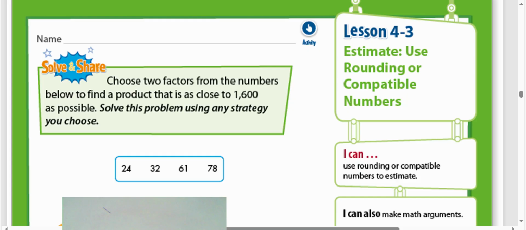Solve this problem using any strategy you can use in the example. In this lesson, you can use rounding or compatible numbers to estimate. You can also make math arguments.